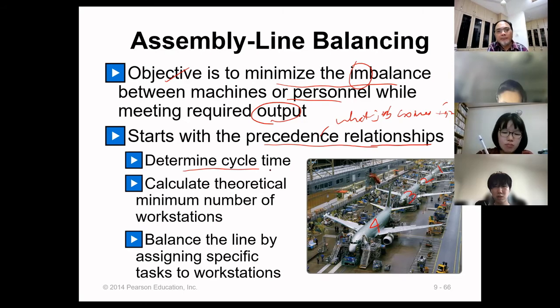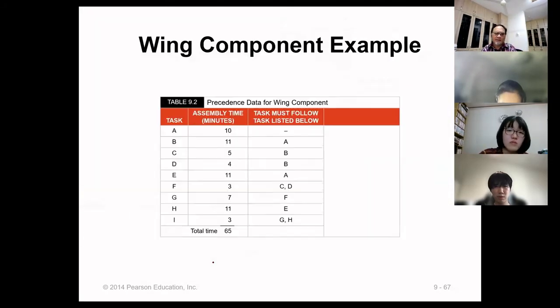So let's start with the precedence relationship. Determine the cycle time. What is our cycle time? It depends on our working hours and how much we are going to produce. Then you calculate your theoretical number of workstations. Then from there you balance the specific tasks to the workstations. We'll just look at a simple example.